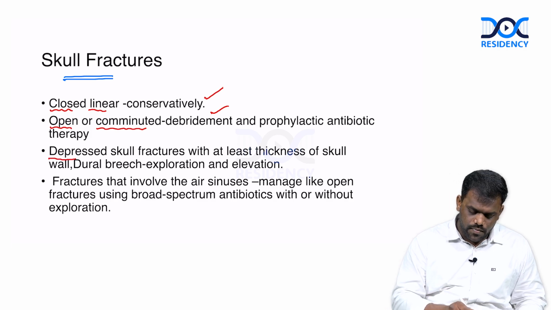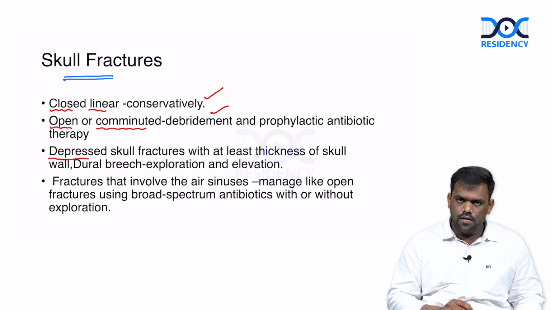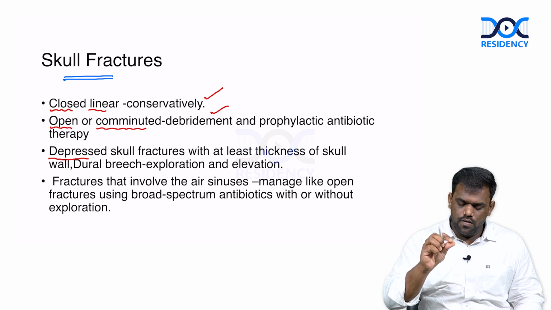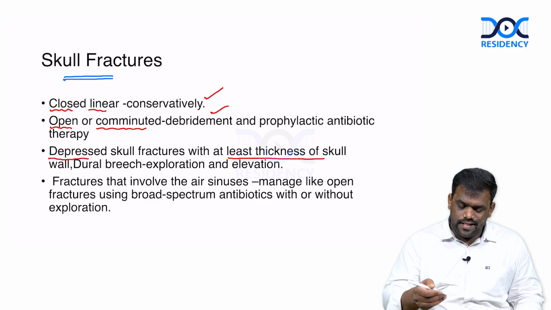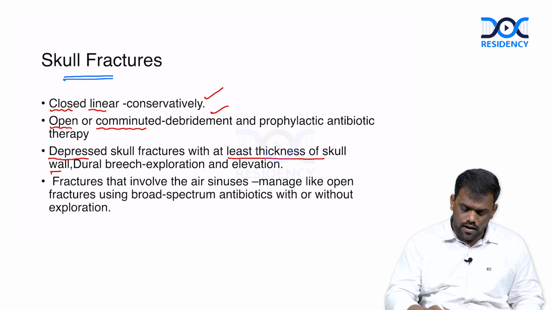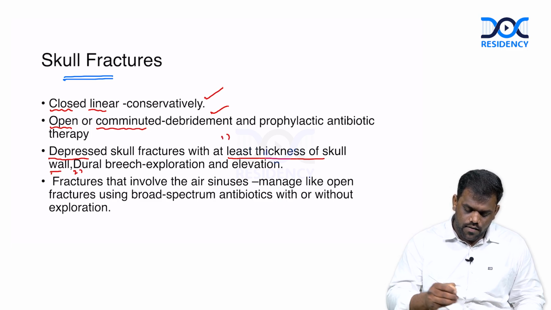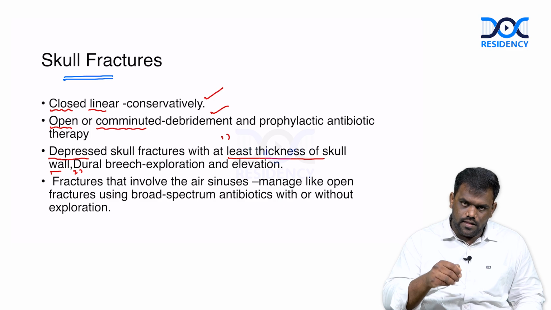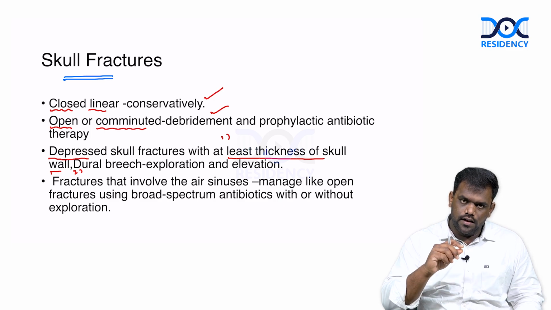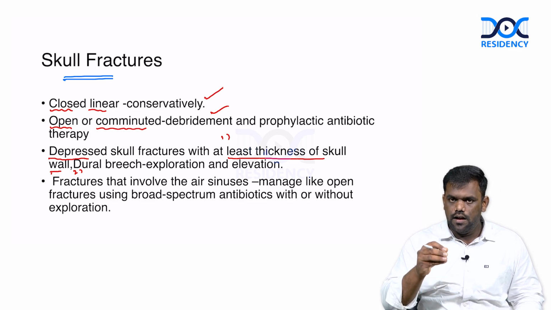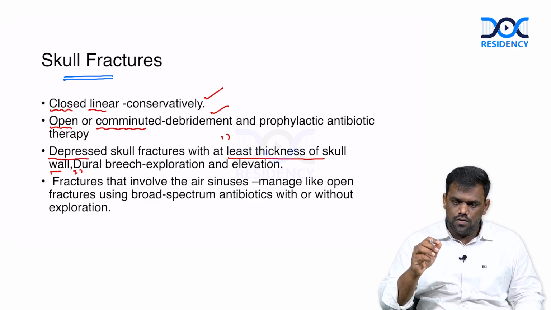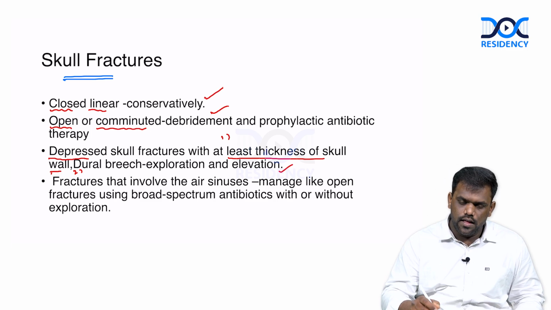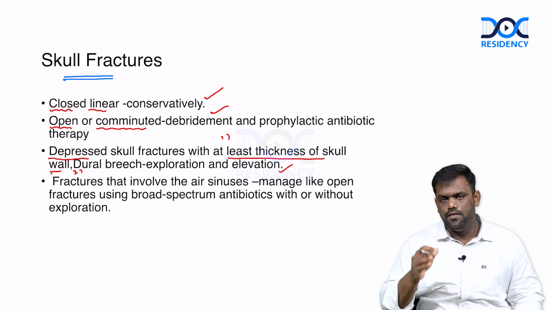Suppose the patient has a depressed skull bone fracture. If the depression goes at least behind the thickness of the skull wall, or there is a dural breach, meaning the dura is torn, or it went below the thickness of the skull bone, then you have to elevate the bone. If you are not able to elevate it, you have to remove the fracture segment.